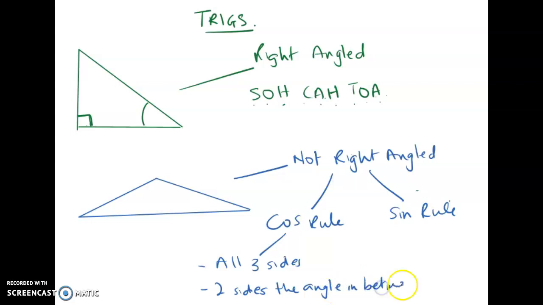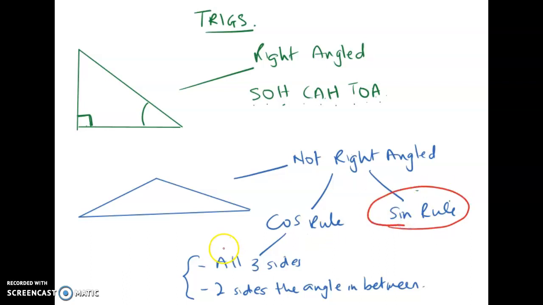For sine rule now, I teach two ways. I tell students, check out your triangle. If you have all three sides, well then you use cos rule. If you have two sides and the angle in between, you use cos rule. If you have anything other than these two conditions, then we use sine rule.